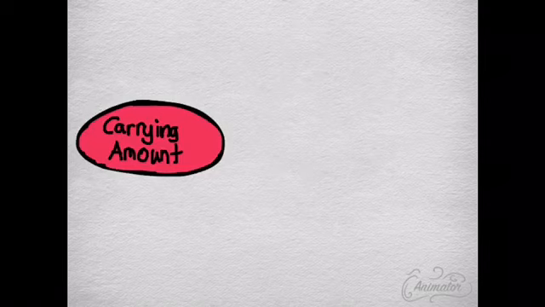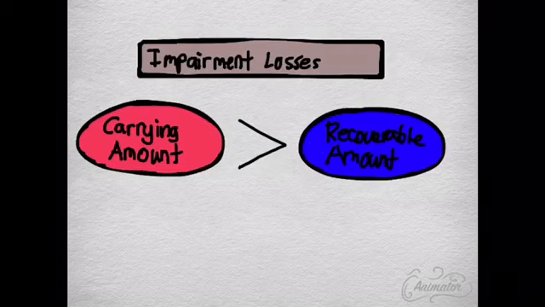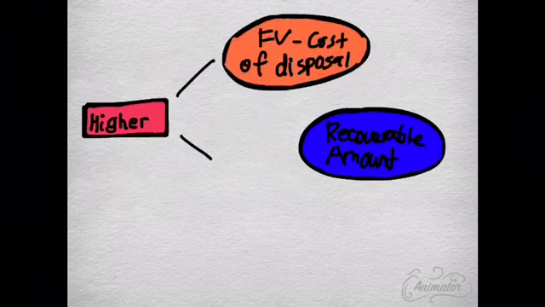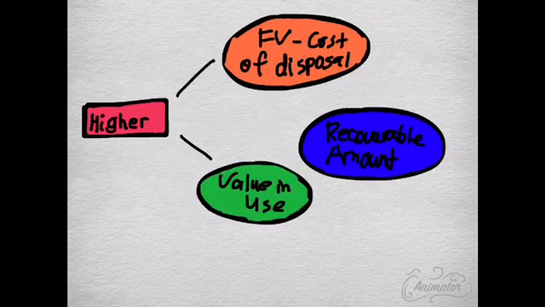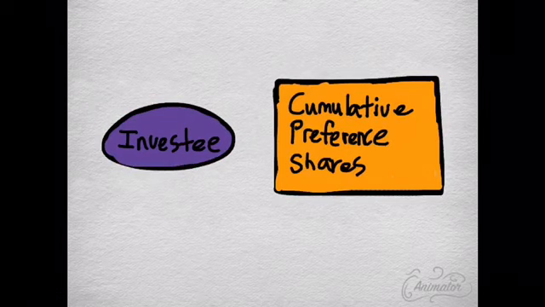There would also be times that the carrying amount would be higher than the recoverable amount. Recoverable amount would be the amount that you would receive at the end of the period. By that, we must recognize impairment losses. Specifically, recoverable amount is the higher between fair value less cost of disposal and value in use. Just in case you don't know what value in use is, it's basically the same as present value.